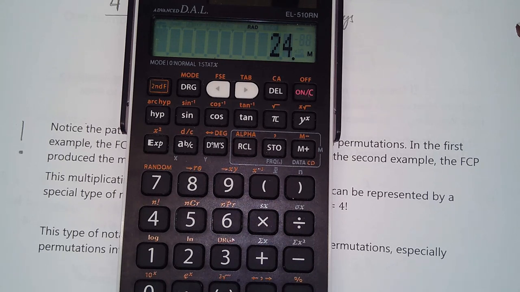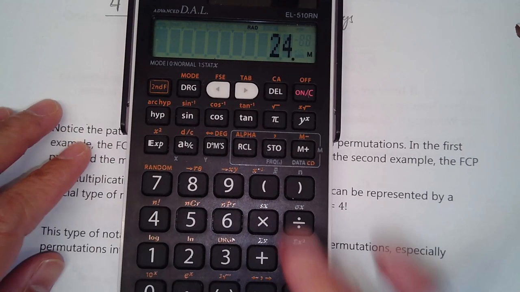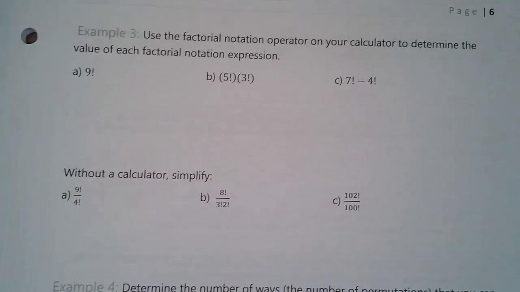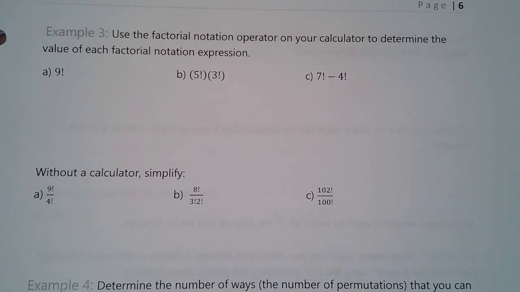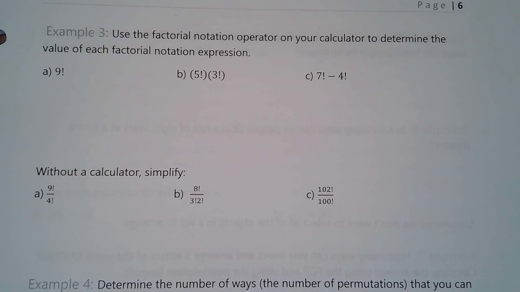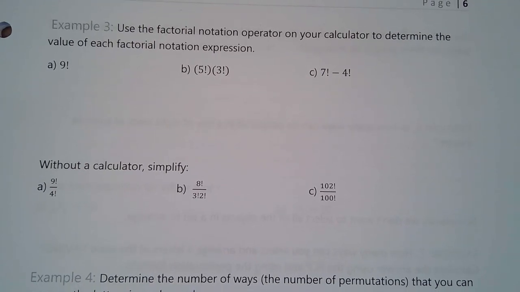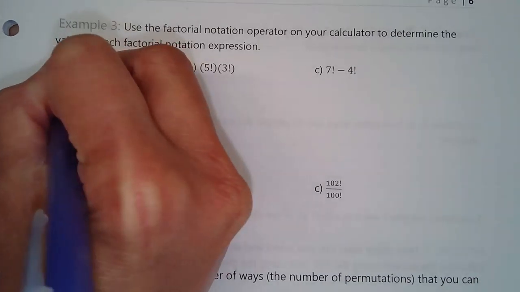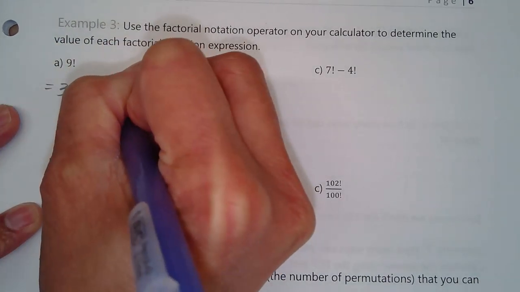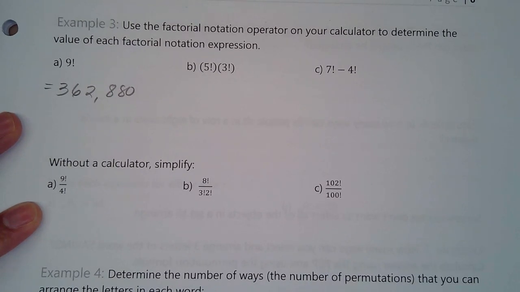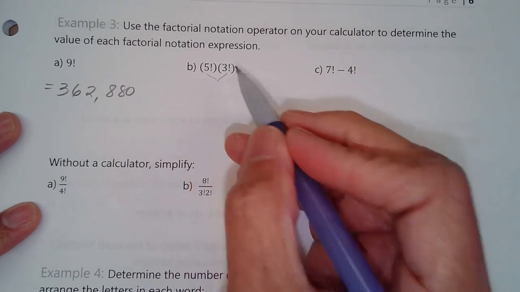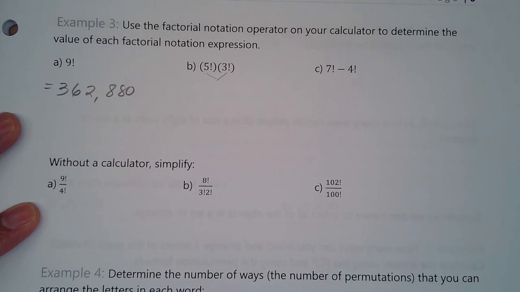Okay. So everybody got 24? Okay. Now let's see here. Use factorial notation in the operation on your calculator to determine the value of each factorial notation. So 9 factorial, what would that be? 362,880. Okay, awesome. 5 factorial times 3 factorial.